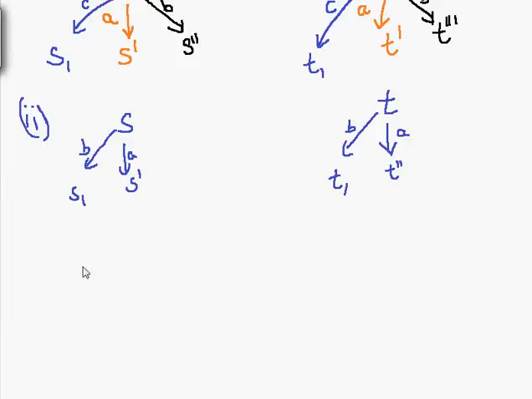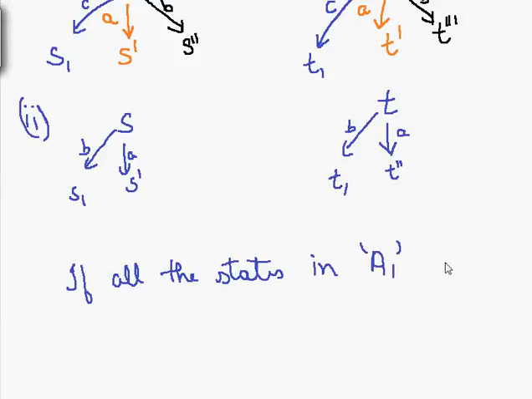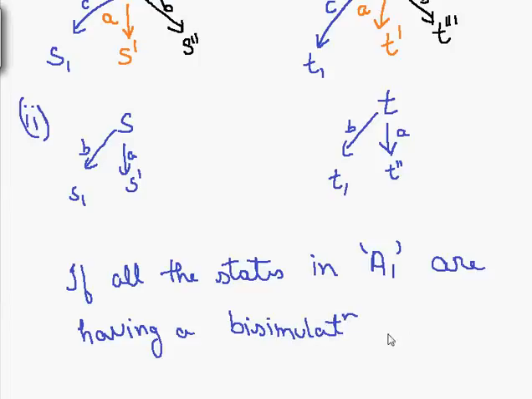If all the states in label transition system A1 have a bisimulation relation with the states in transition system A2, then we can say that the behaviors are equivalent.